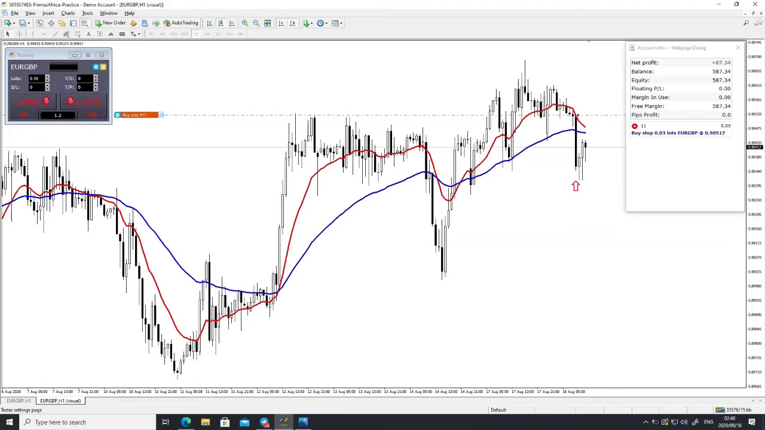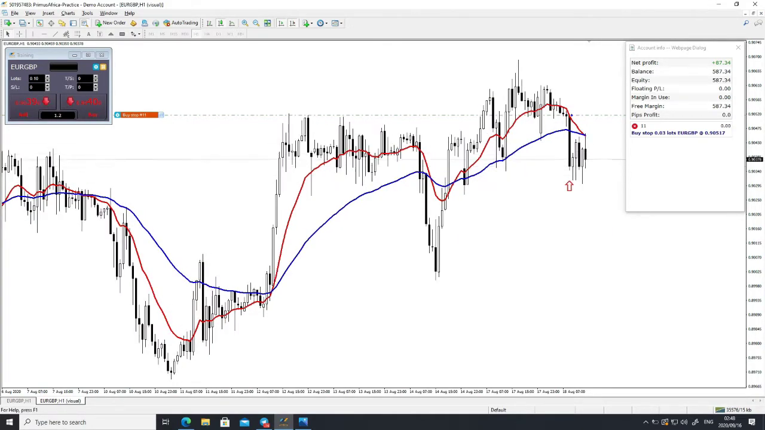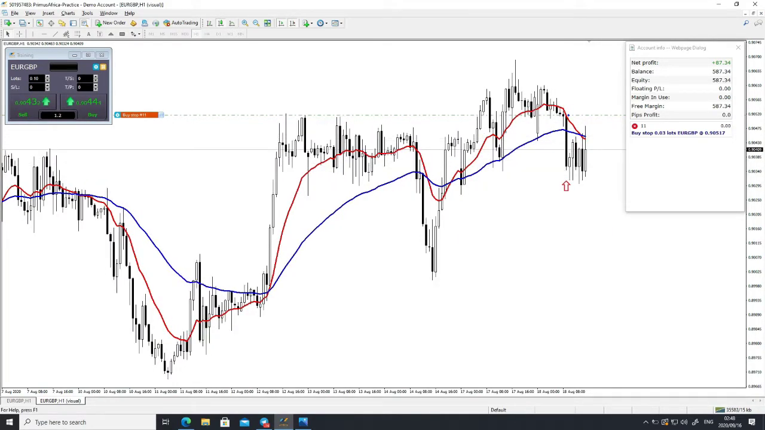All right, so there we go. It's crossing over to the bottom side. So that's a sell signal. So we no longer need the buy signal. So I think you've got it.